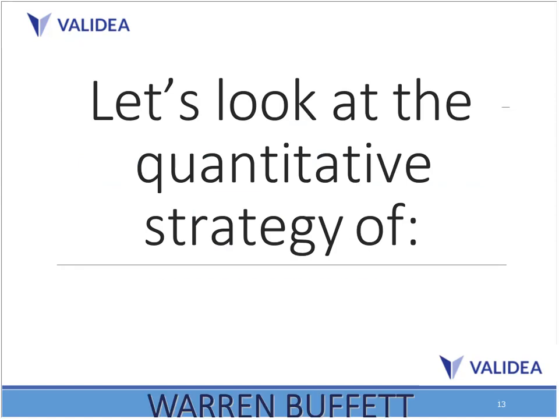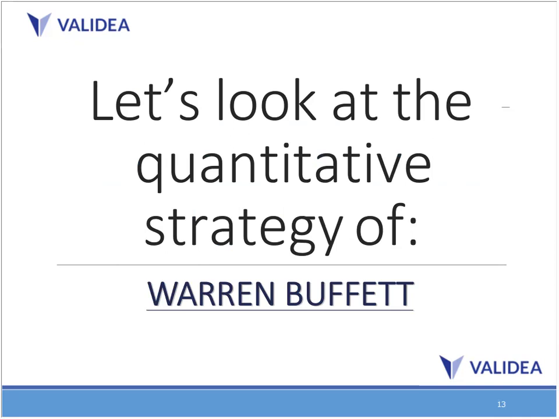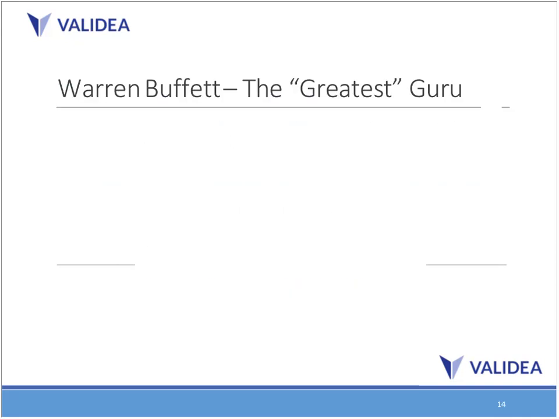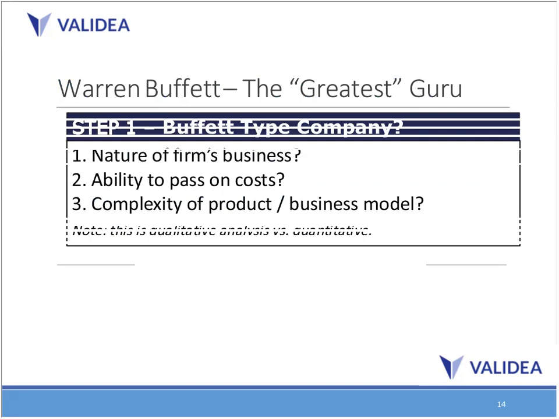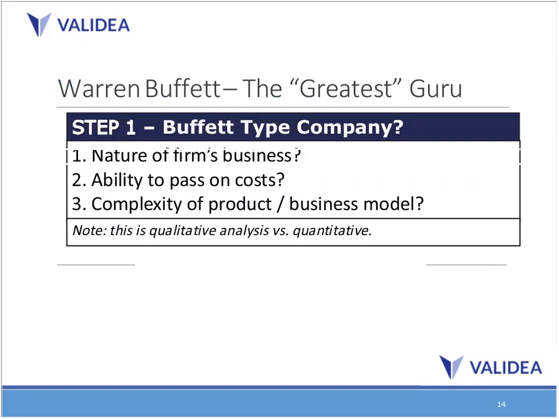So let's spend a little time looking at the quantitative strategy of Warren Buffett. A number of people consider him the greatest guru. The first step in his methodology is to ask, is this even a Buffett-type company? So what does that mean? The nature of the firm's business: is it a leader in its industry? Does it have the ability to pass on costs? Is its business model more simple than complex?